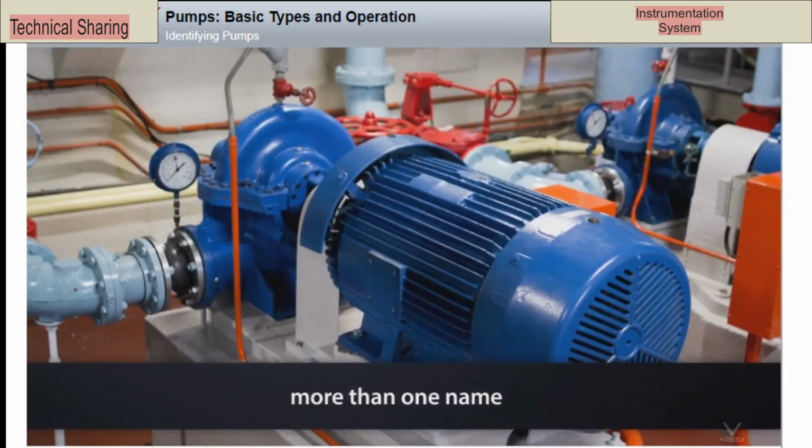More than one name. It's also possible to use more than one name for the same pump. For instance, a feed pump that's located on the north side of a plant may be called a north feed pump. That name is actually based on two methods of identification, function and physical location.